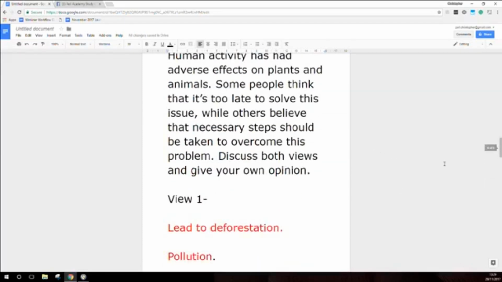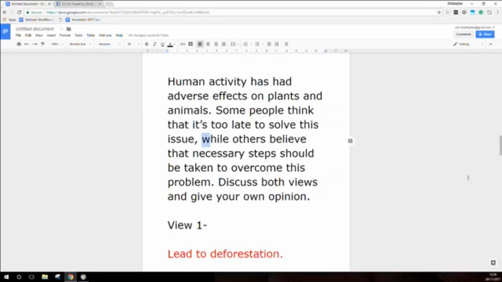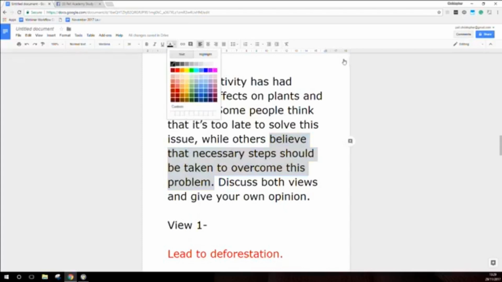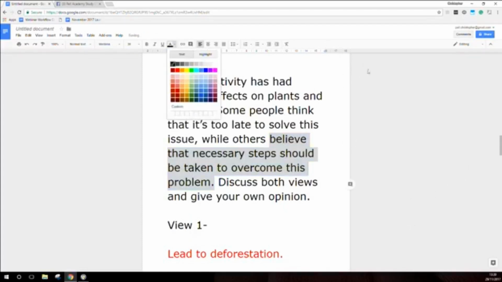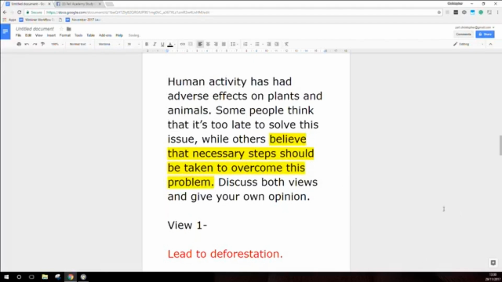So view number 2 is necessary steps should be taken to overcome this problem. Sorry, that's going to be very difficult to read. Let's highlight this instead. Why would somebody believe this? Okay, the necessary steps should be taken to overcome this. All right, adverse effects on plants and animals. What do you think about that, guys? Give me your ideas, and then I'll write them down and then I'll critique them.